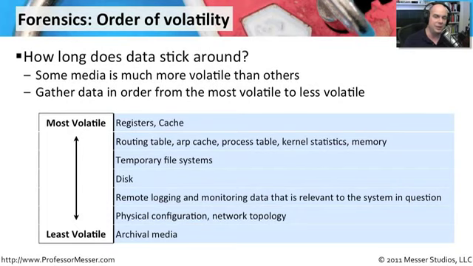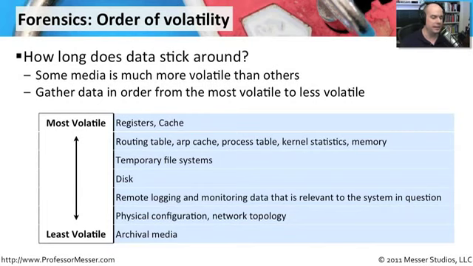So the idea is that you gather the most volatile data first. The data that has the potential for disappearing the most is what you want to gather very first thing. The data that could be around for a longer period of time, you at least have a little bit of time that you could wait before you have to gather that data before it disappears. So this order of volatility becomes very important.